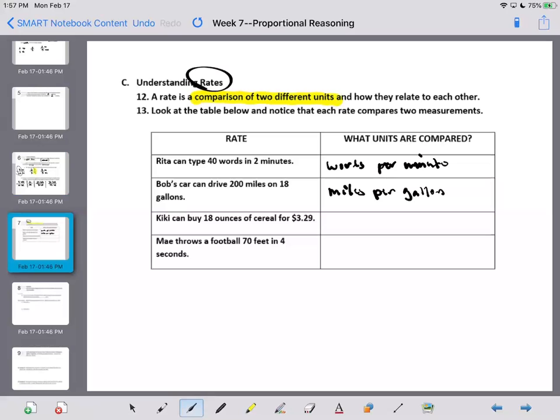18 ounces of cereal for $3.29. Typically, that's going to be how much per ounce? Or Mae throws a football 70 feet in 4 seconds. That would be 70 feet, well, it would be feet per second. So those would be your different units.